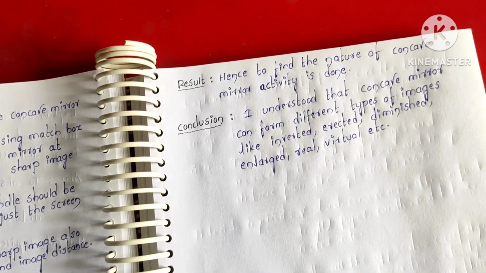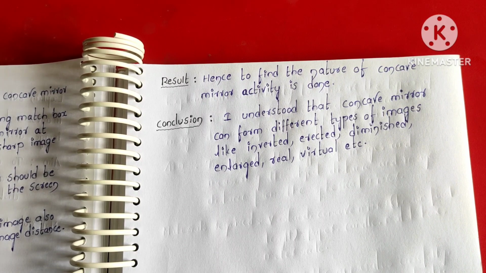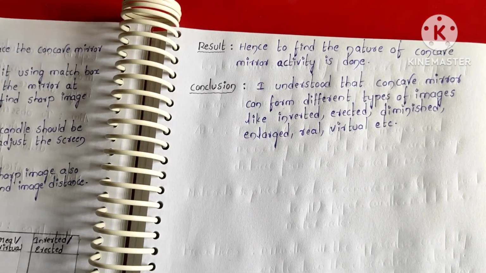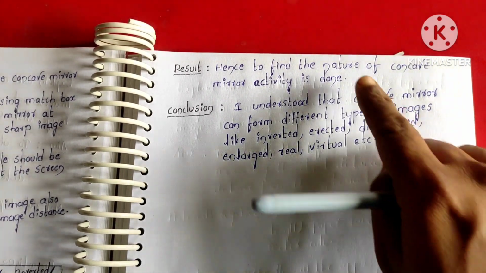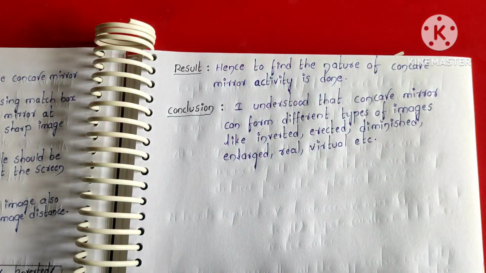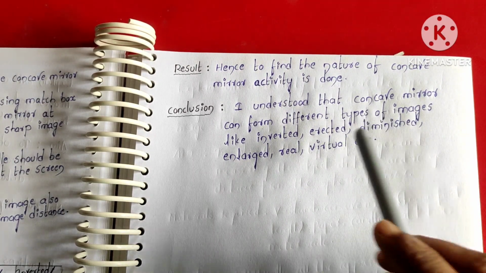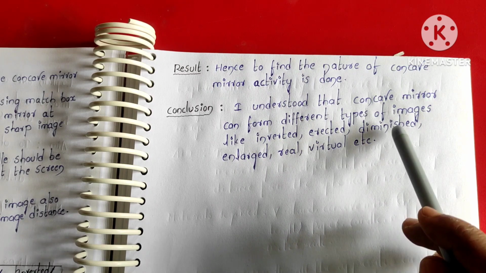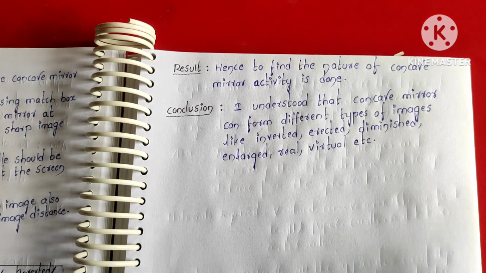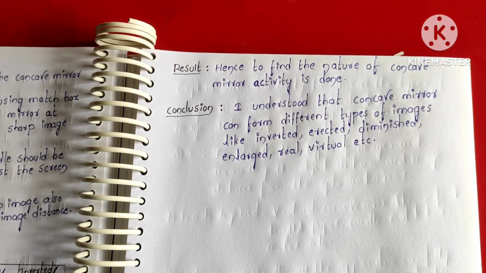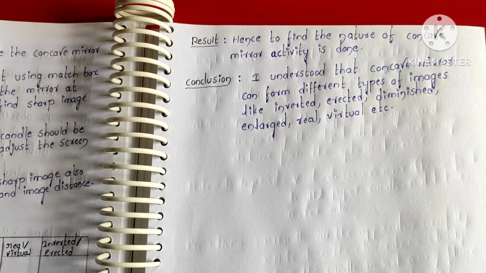Then now we'll shift to the result and conclusion. So hence, the activity to find the nature of images formed by a concave mirror is done. Conclusion: I understood that a concave mirror can form different images like inverted, erect, diminished, and also real and virtual. So for every activity you have to write like this, following the steps, then no doubt you'll get full marks.